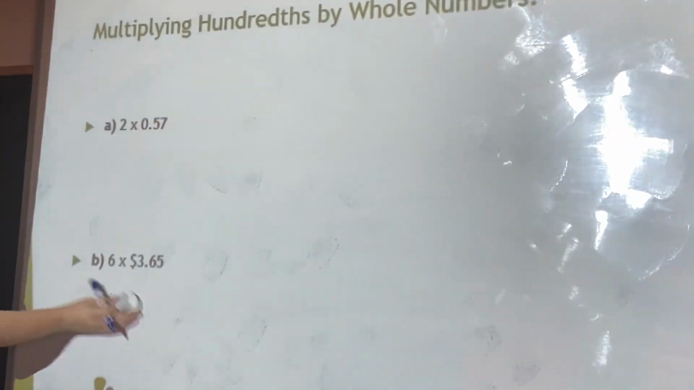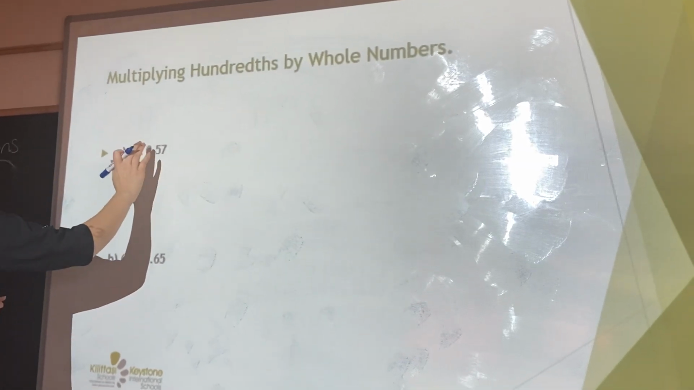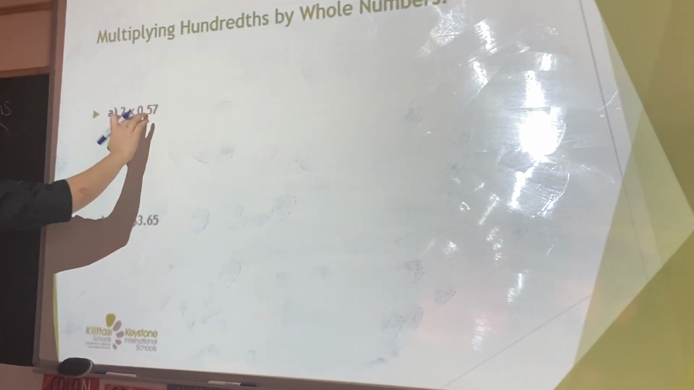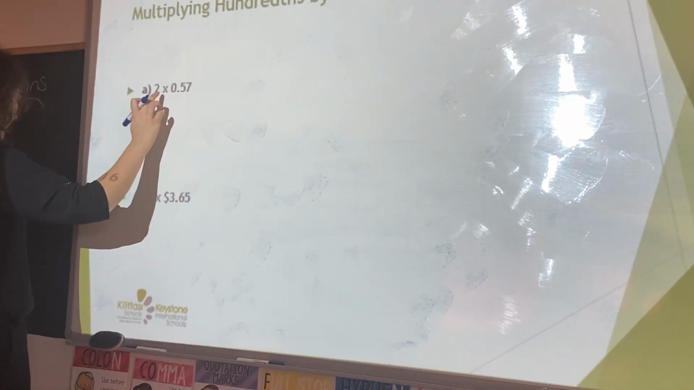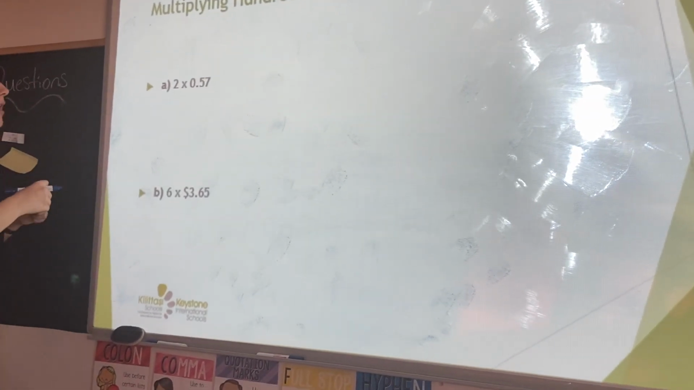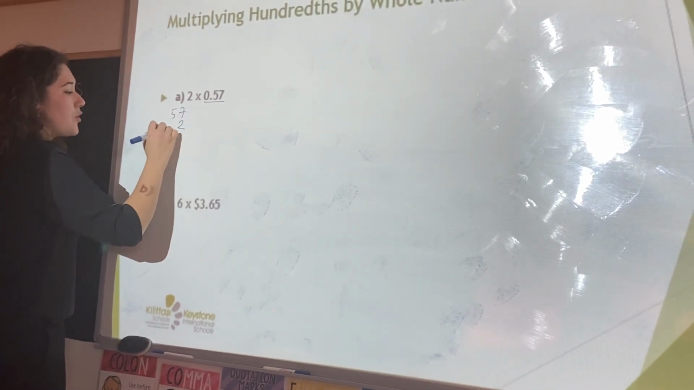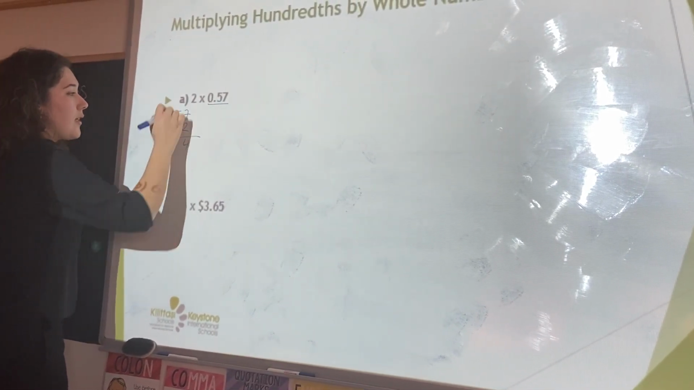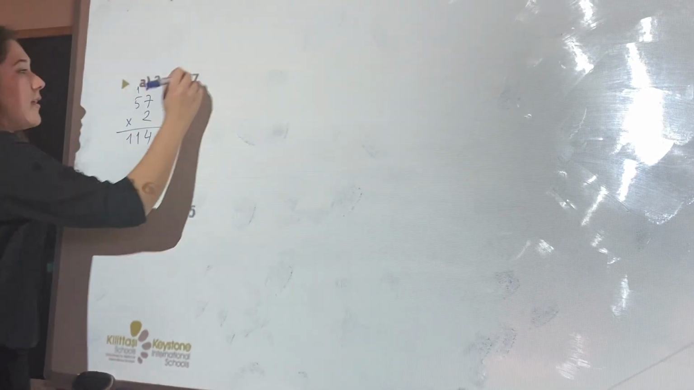Let's now take a look at multiplying hundredths by whole numbers. It does not matter if it's the decimal tenths or decimal hundredths. It's the same idea again. I'm gonna first pretend like there are no decimal points. So I'm gonna do 57 times 2. 2 times 7, 14. 1 on top. 2 times 5, 10. Plus 1, 11. Equals.